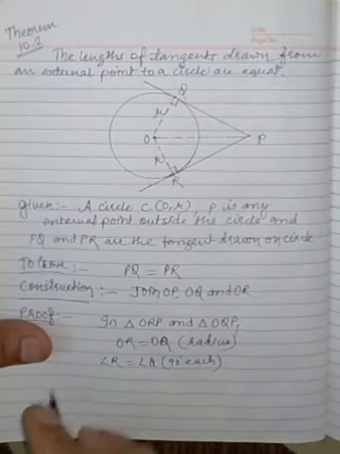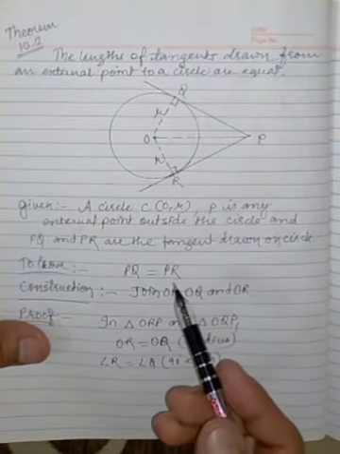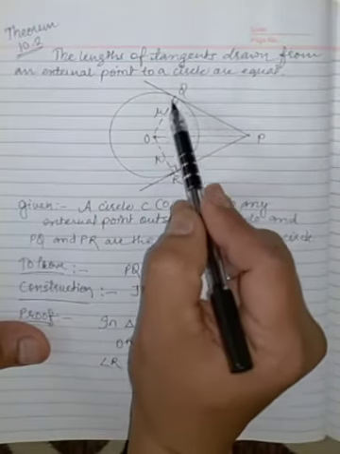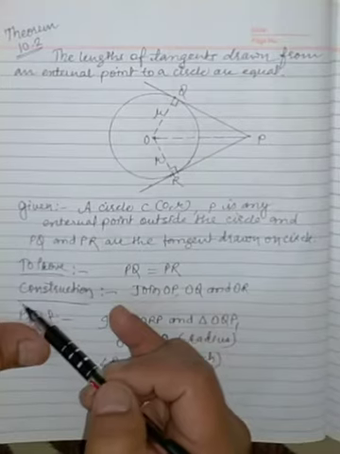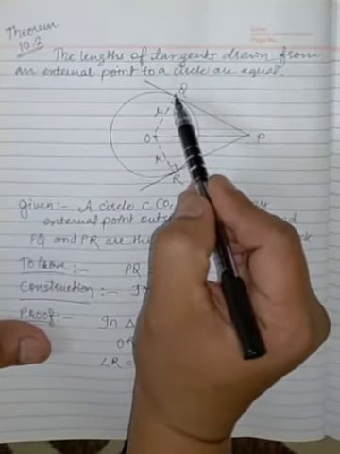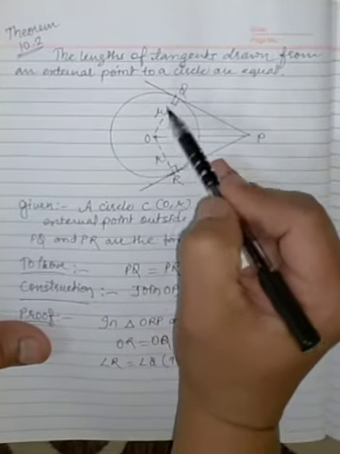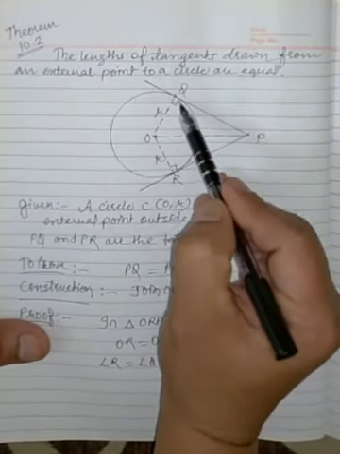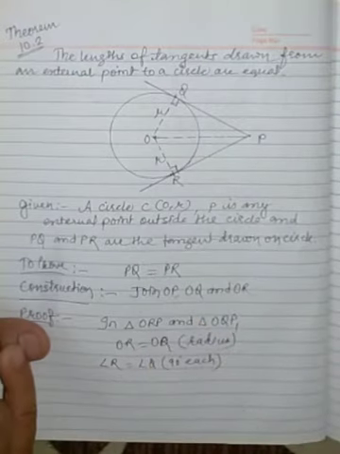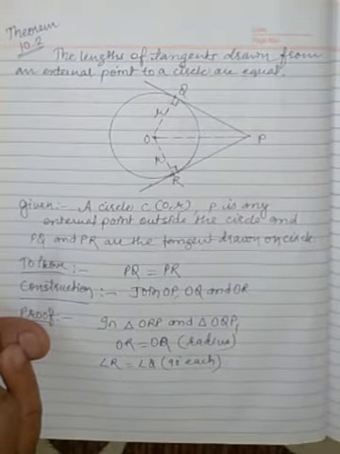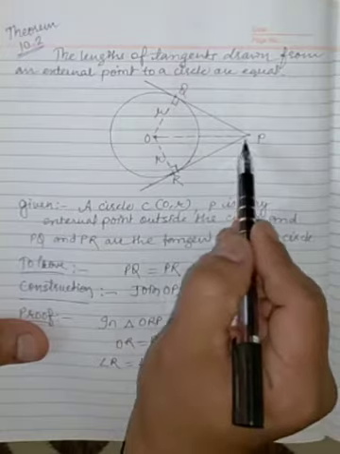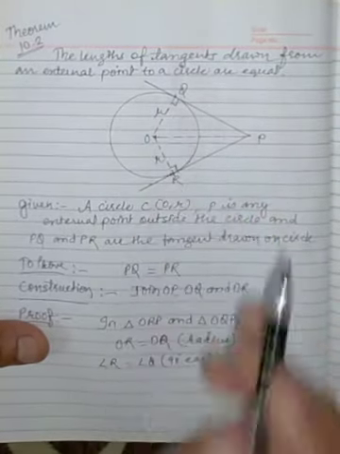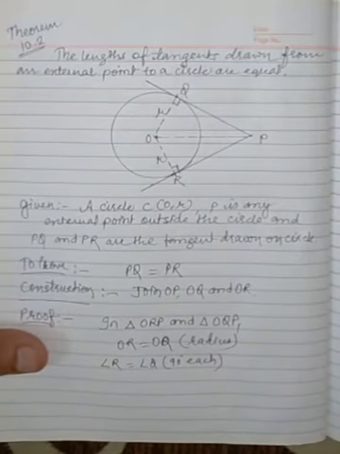The reason is that in theorem 10.1 we have seen that the tangent at any point to the circle is perpendicular to the radius at the point of contact. So as Q and R are the points of contact, and OQ and OR are the radii, therefore angle Q and angle R will be equal to 90 degrees. Tangents are always perpendicular to the radius at the point of contact. So here angle R and angle Q are equal.